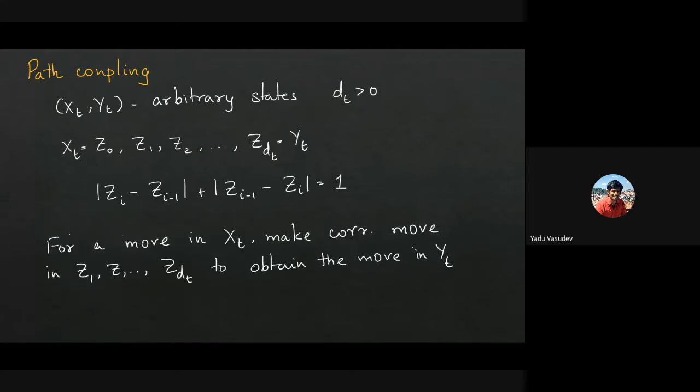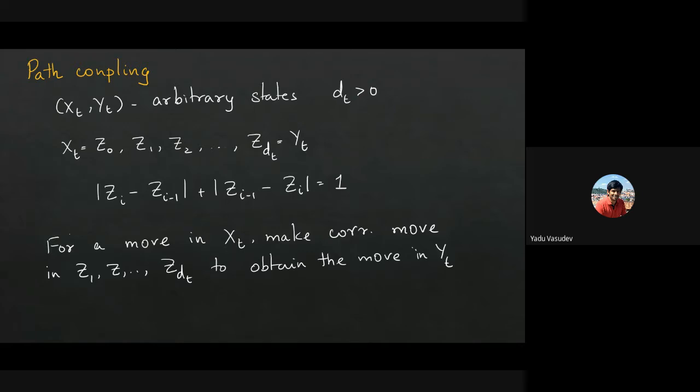Now, the coupling is obtained as follows. For a move in xt, you make the corresponding move in z1. That will give you a corresponding move in z2. That will give you a corresponding move in z3, and so on till the corresponding move in zt, which is the move that you want to do in yt. In our case, it's actually very simple.